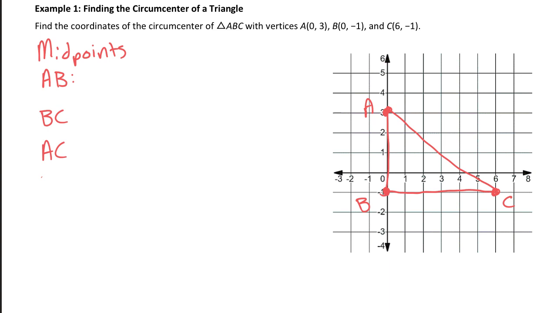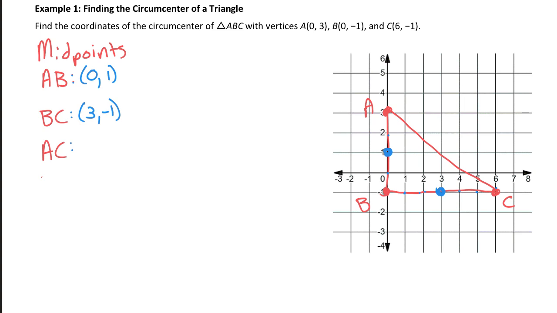The midpoint of AB is actually not that bad because it's a vertical line. We can count. AB is 1, 2, 3, 4 units long. So the midpoint is the point 0, 1. So we already found the midpoint. The midpoint of BC, it's horizontal. It is 1, 2, 3, 4, 5, 6 units long. So the midpoint is the point 3, negative 1. So no real math needed there, just counting.